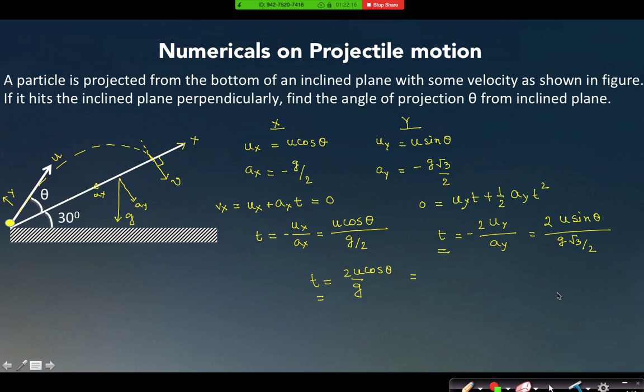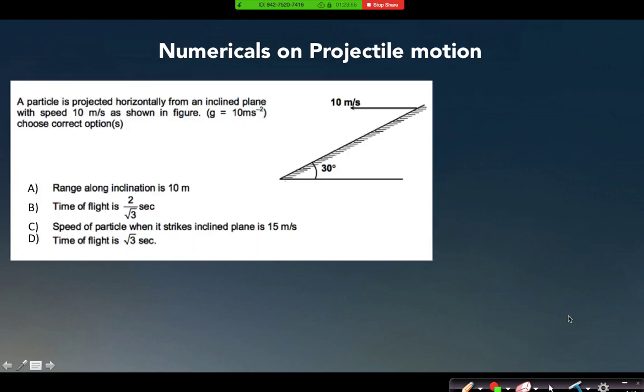Yes, sir. So if they are the same, I will equate those. 2u cos theta by g is equal to 4u sin theta by g root 3. U and g will get cancelled out. 4 by 2 is 2. So tan theta is root 3 by 2. Can you solve this one?